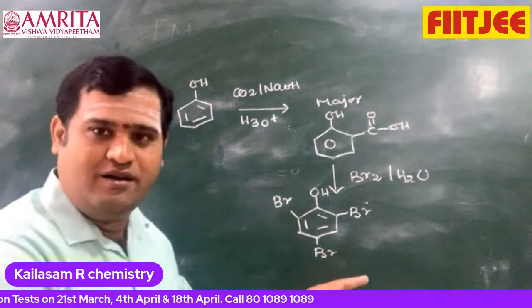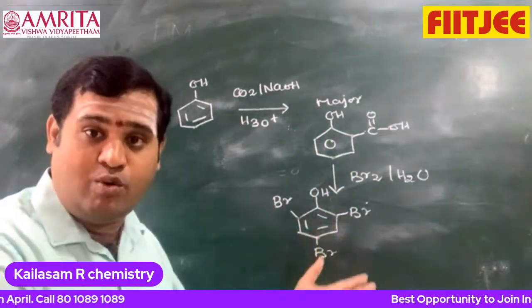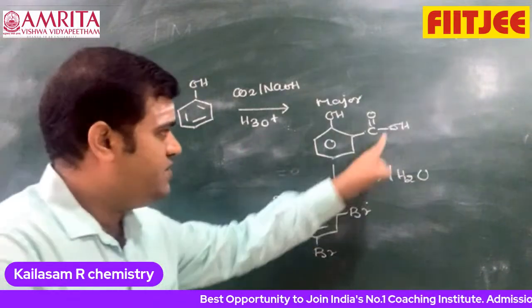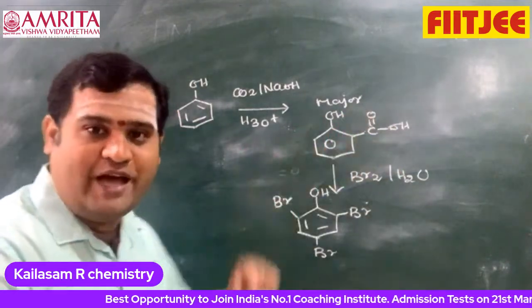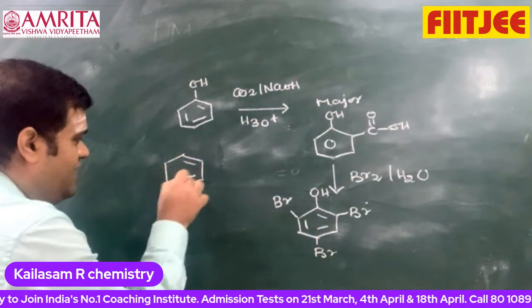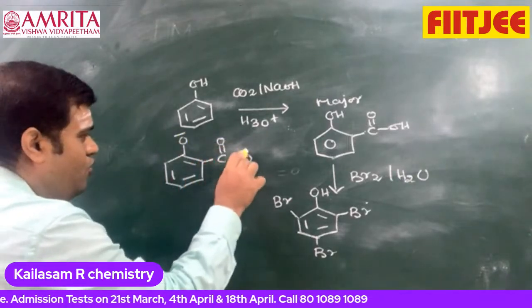So how do we get tribromophenol when orthohydroxybenzoic acid is treated with Br2 water? What is the logic behind this? Very simple. In water, the carboxylic acid and the phenol will both be ionized. Look at that. This is the simple logic of the mechanism. C double bond O minus.